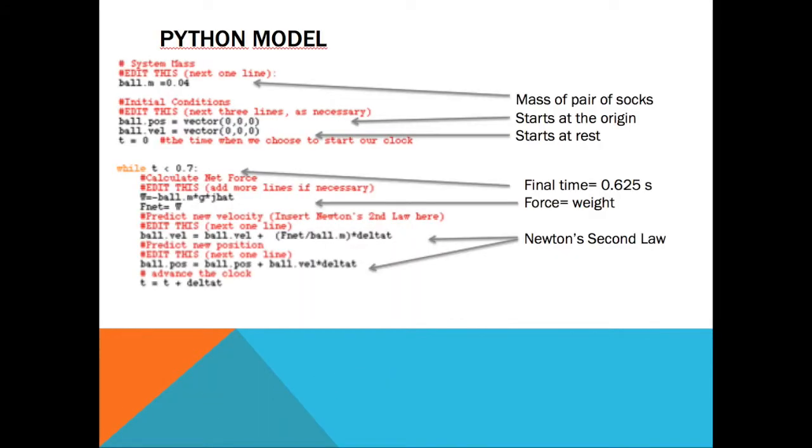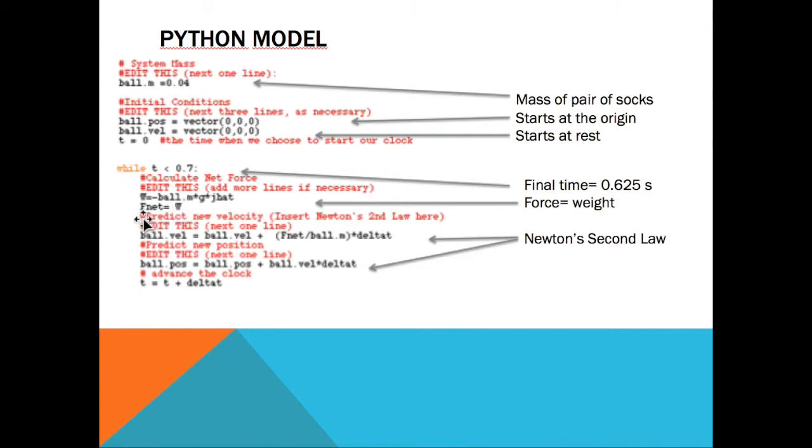Then I created a Python model to predict this movement. I used the mass of the pair of socks here to define the ball mass, and the ball position is defined as the vector 0, 0, 0 because it starts at the origin, and the ball velocity is also equal to the vector 0, 0, 0 because it starts at rest. I defined t less than 0.7 because the final time of my video is 0.625 seconds.